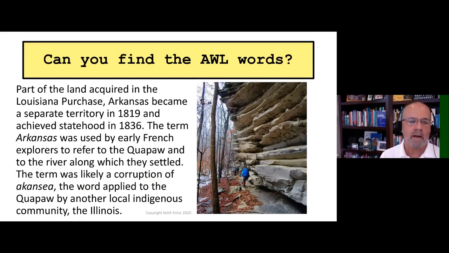Part of the land acquired in the Louisiana Purchase, Arkansas became a separate territory in 1819 and achieved statehood in 1836. The term Arkansas was used by early French explorers to refer to the Quapaw and the river along which they settled. The term was likely a corruption of that word, the word applied to the Quapaw by another local indigenous community, the Illinois. So I'll give you guys about 30 seconds there. What would you say are some of the academic words here?